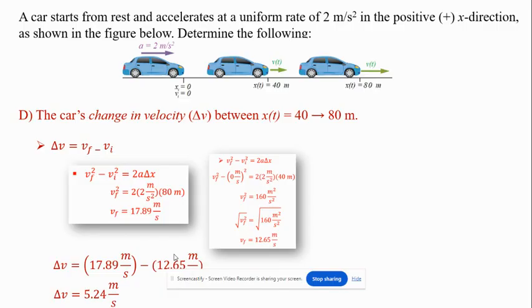So the car sped up from 12.65 to a speed of 17.89. Therefore, the difference, or the change in velocity in this case, would be 5.24 meters per second. And it is moving in the positive direction, so the change here is positive. So the proper way to express the answer would be 5.24 meters per second, positive direction, or comma east or right. All right. And then the other way to do it is just using your average acceleration equation.